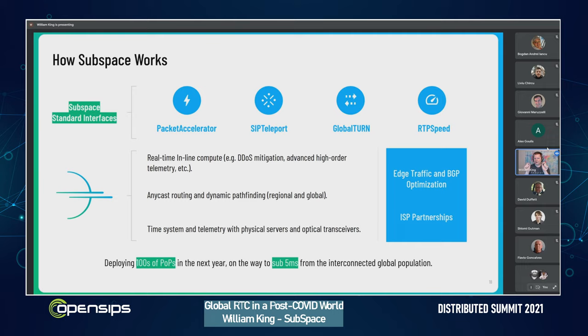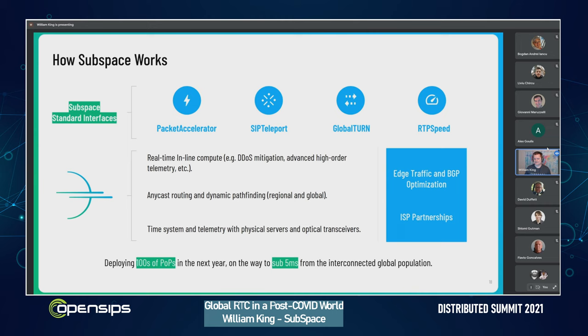And in order to do a lot of this, we actually have some pretty serious ISP partnerships and BGP optimizations. Again, reiterating, we are deploying hundreds of POPs in the next year on the way to sub 5 milliseconds from the global population.